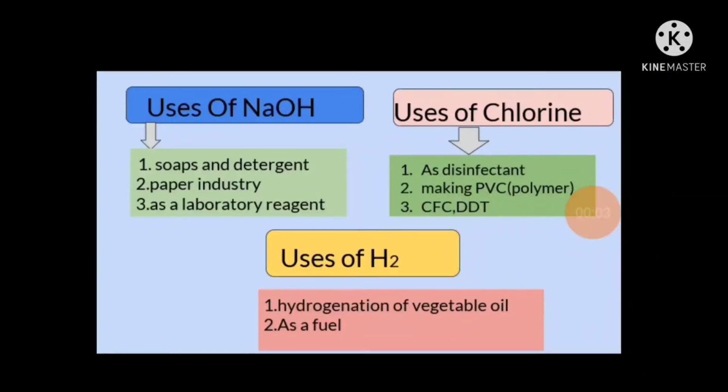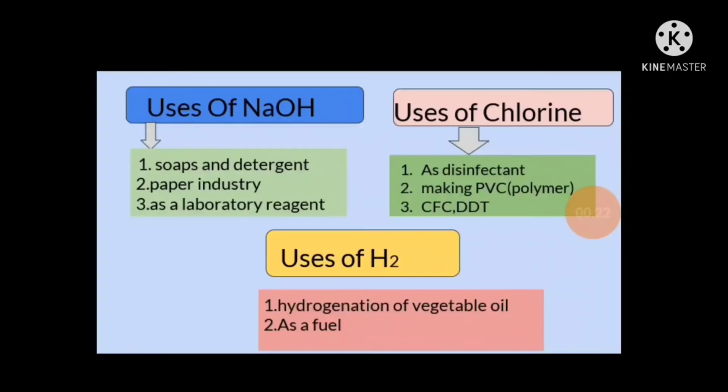And the uses of these products are: sodium hydroxide is used for making soaps and detergents. It is used for making artificial textile fibers such as rayon, and it is used in the manufacture of paper.